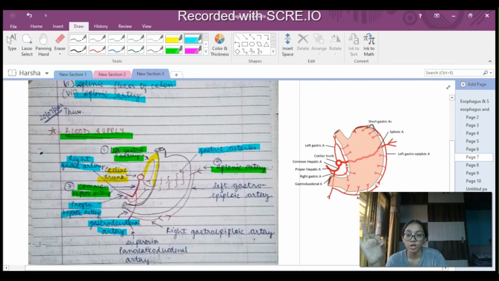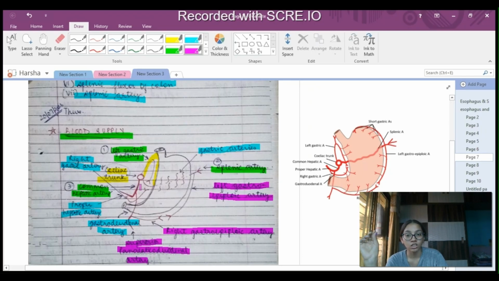Further, the gastroduodenal artery gives two branches: the superior pancreaticoduodenal artery and the right gastroepiploic artery, while the splenic artery gives a branch which is known as the left gastroepiploic artery.